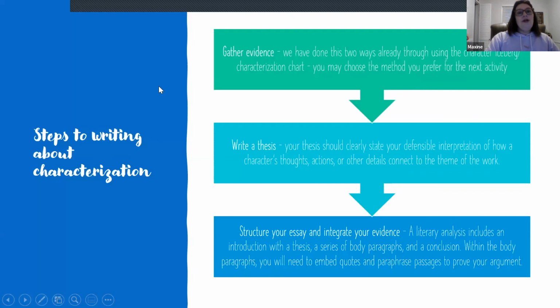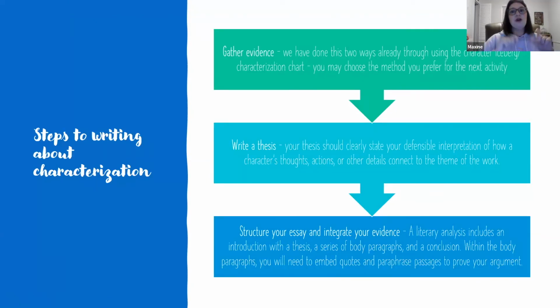So as far as steps to writing about characterization go, we want to start by gathering evidence. I said here we've done this 2 ways, although we really only did it 1 way. So hypothetically, you would have used the character iceberg, right? You could have used that as a way of gathering evidence.